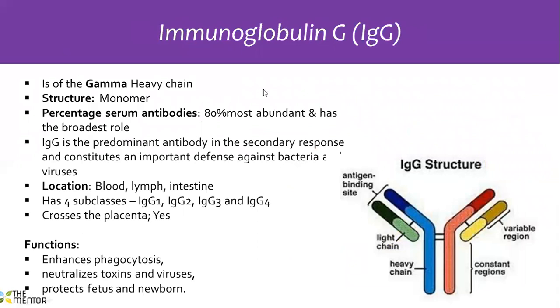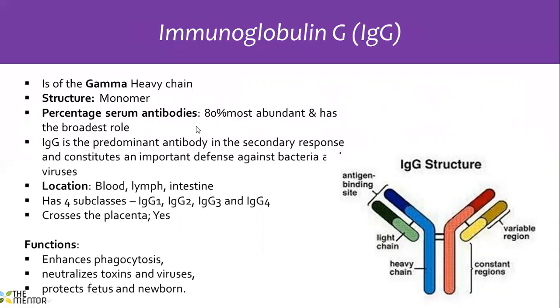So if we start off with immunoglobulin G, it's made of the gamma heavy chain, so it's called G, and the structure is a monomer. You'll be hearing the terms monomer, dimer, and pentamer. A monomer is basically a single complete structure, the Y-shaped structure of an antibody occurring alone. So this is an IgG structure, so it's a monomer.